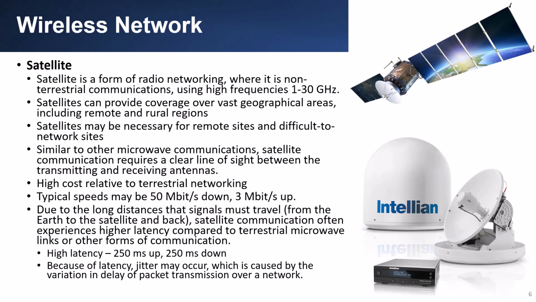Typical speeds may be 50 megabits per second down and 3 megabits per second up. Due to the long distances that signals must travel from the Earth to the satellite and back, satellite communication often experiences high latencies compared to terrestrial microwave links or other forms of communication. High latency being 250 milliseconds up and 250 milliseconds down. Because of latency, jitter may occur, which is caused by a variation in delay of packet transmission over a network.